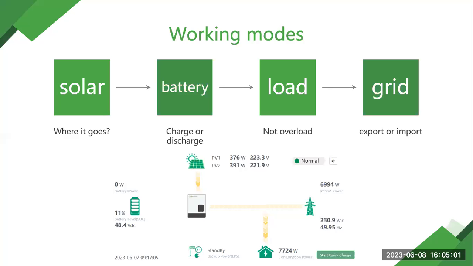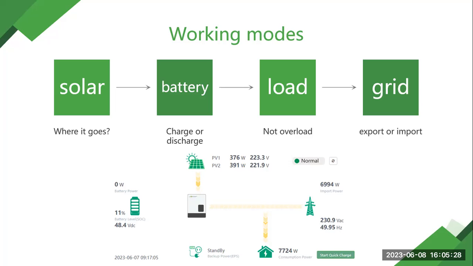Directions, like for the battery, we have two directions, and for the grid, we have two directions for the power energy. And for solar, it may be bigger or smaller than the load. So where does the extra power go? So there are combined all the possibilities.